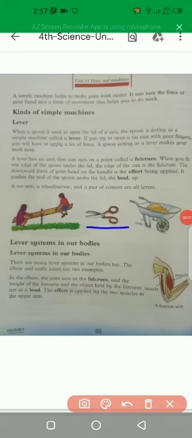In the second example, here we have a scissor. This is a pivot point and we call it a fulcrum. These arms are basically the effort and we can apply load over there. So we can say that by pushing it, we can cut anything like paper or cloth.